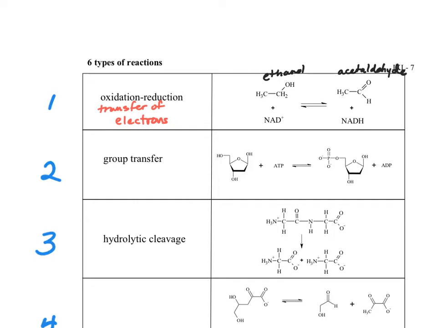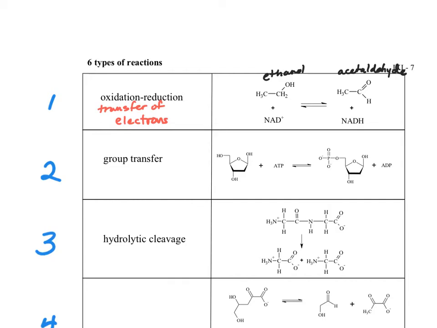Now, when we look at this, we can see that ethanol is being changed to acetaldehyde, and we can also see that NAD plus is being changed into NADH. So let me ask you, what is being oxidized and what is being reduced in this particular reaction? Take a moment, pause the video, and see if you can come up with the answer for that.